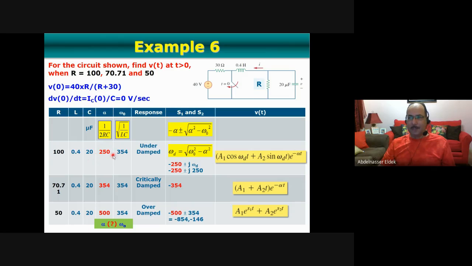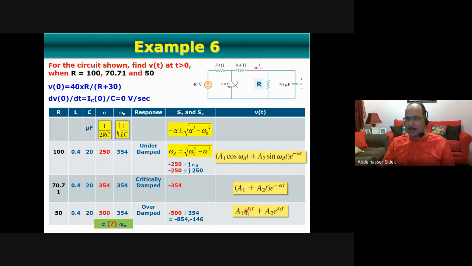Here, alpha is less than omega, then it is underdamped. Then this is the equation. Calculate omega d. Here, they are the same. Then use this equation. And if alpha is more than omega, then this is the equation.